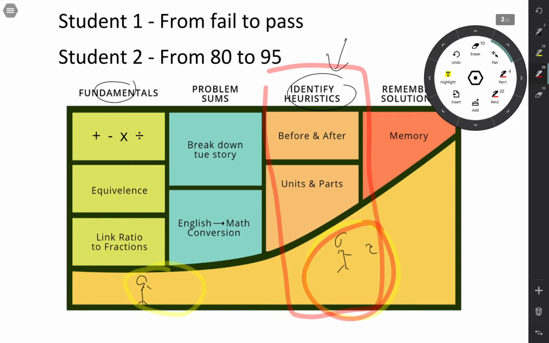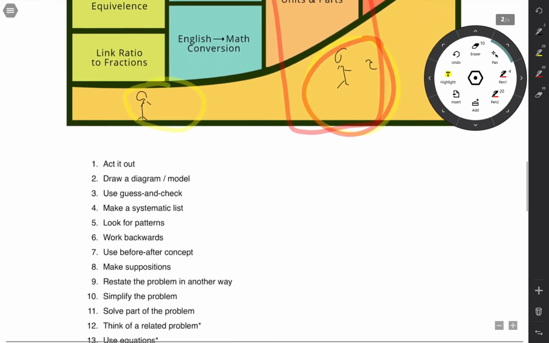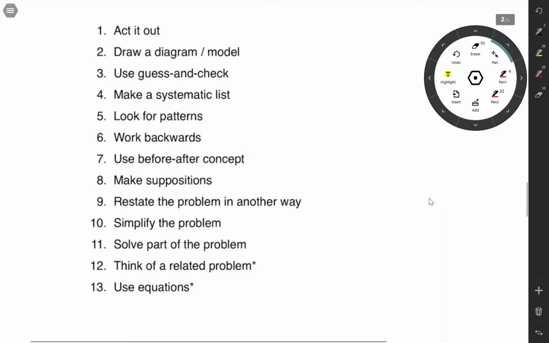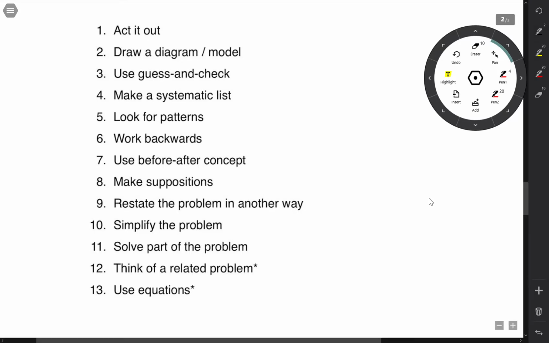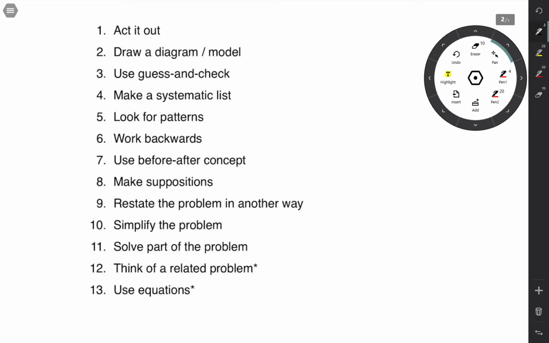Now, just a quick overview again. What you need to know is that MOE actually requires them to know up to 13 different types of heuristics. What are heuristics? Heuristics are just ways to solve problem sums, different ways, different angles. How do you solve a problem sum? For the purpose of this course, the PSLE workshop, we cannot be doing all of them due to time constraints. So there's only a few that we're doing.